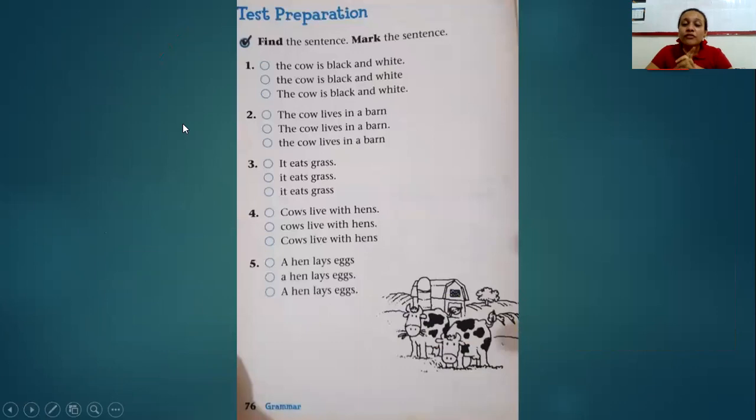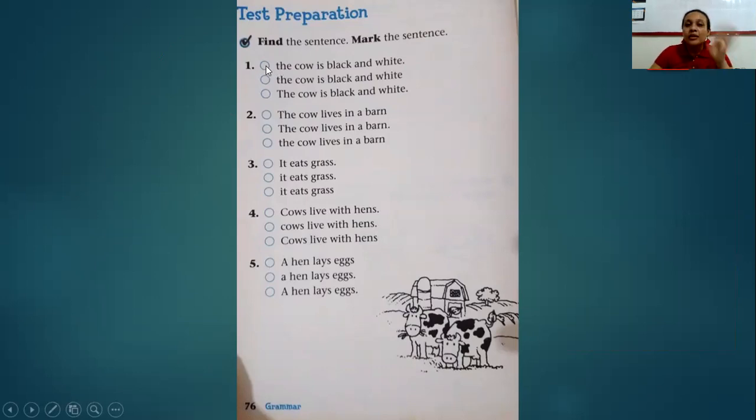Now, what if you do this test preparation? This is a test preparation. Maybe next week we're going to have tests. So test preparations help us to practice, to get good grades during the exams. Okay, test preparation. Find the sentence, the correct one, and mark the sentence. We have to write a check mark.